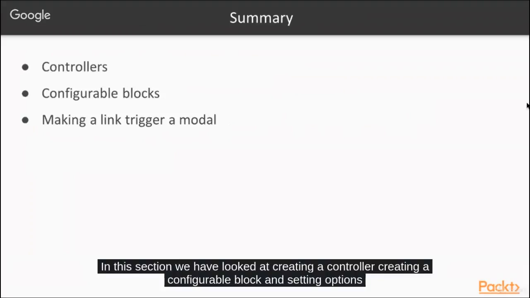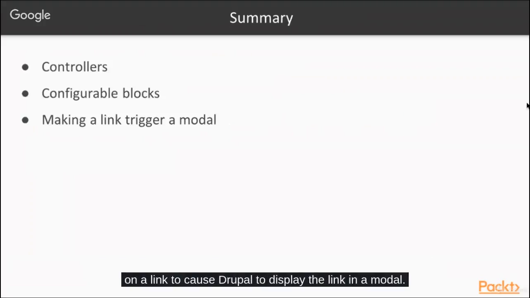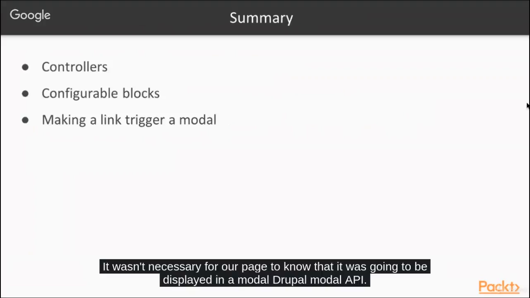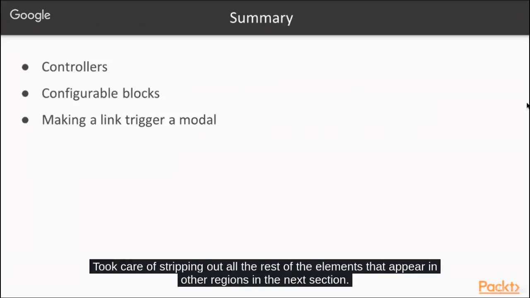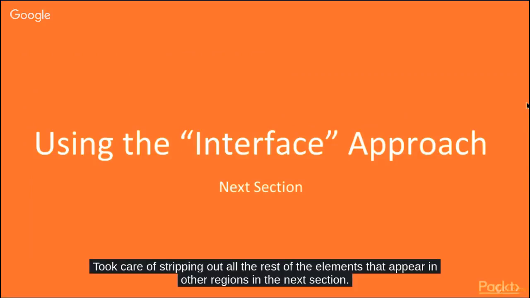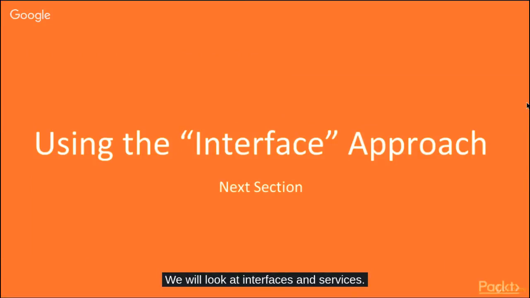In this section, we have looked at creating a controller, creating a configurable block, and setting options on a link to cause Drupal to display the link in a modal. It wasn't necessary for our page to know that it was going to be displayed in a modal. Drupal's modal API took care of stripping out all the rest of the elements that appear in other regions. In the next section, we will look at interfaces and services.